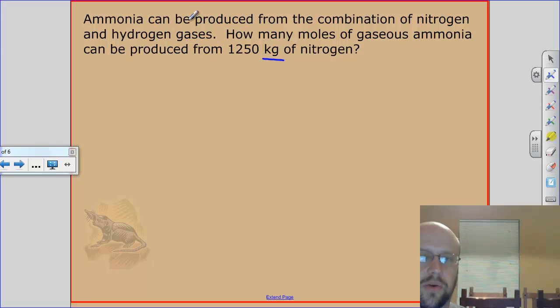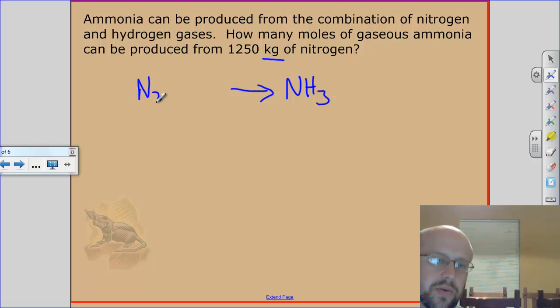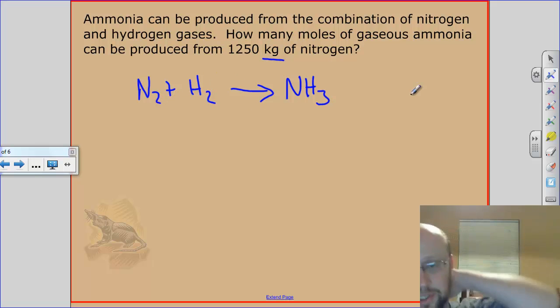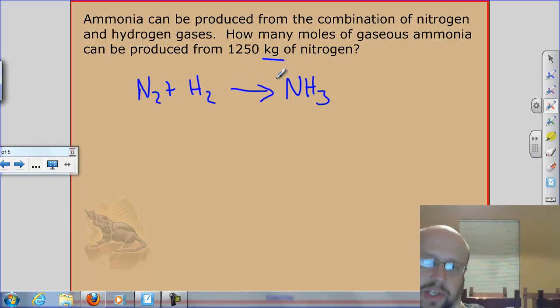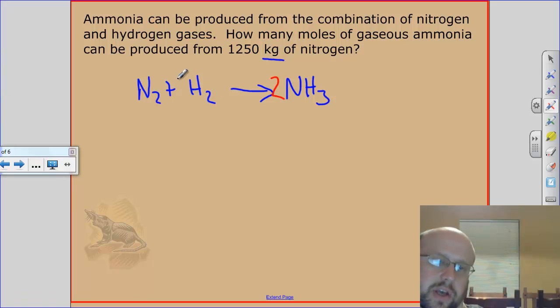So first off, write the equation. Ammonia can be produced. If it's produced, it means it's on the right-hand side. You're like, how do I know that ammonia is NH3? We just took a test on that stuff. You should know it. Okay? From the combination of nitrogen and hydrogen gases. So nitrogen and hydrogen. Okay, why are they H2 and N2? They're diatomic. They're always that way. Okay? And we want to balance these real quick. So I'm going to put a 2 in front of this and a 3 in front of that. That'll give me 2 nitrogens on each side, 6 hydrogens on each side. So we're balanced. And then we've got to set up the problem.